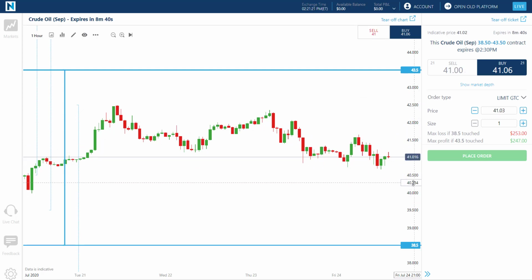And there you have it. You can now leverage Nadex knockouts to trade the price of oil, whether you predict it's going up or whether you predict it's going down.